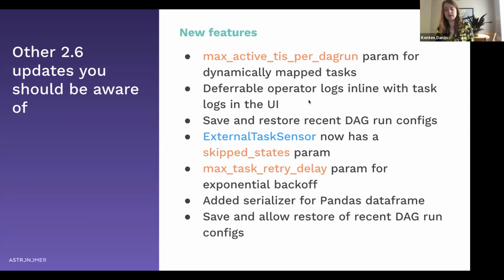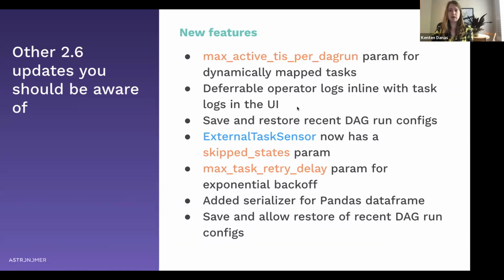One huge update that I didn't show, but that is going to be really big if you're working with deferrable operators or async operators, like I talked about before, is that the logs from the trigger are now in line with your task logs in the UI. It used to be that when that task got deferred to the trigger, all of those logs would have to be retrieved from the trigger, which could be kind of tricky if you didn't have your Airflow instance set up to send those somewhere. Now they're just going to be in your task log.